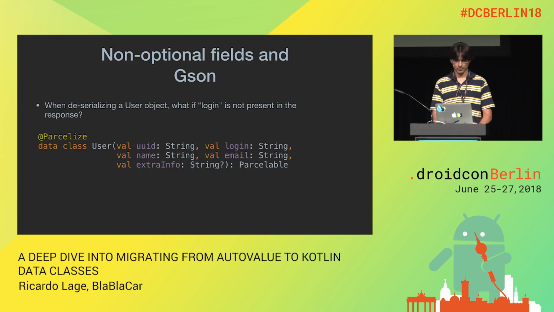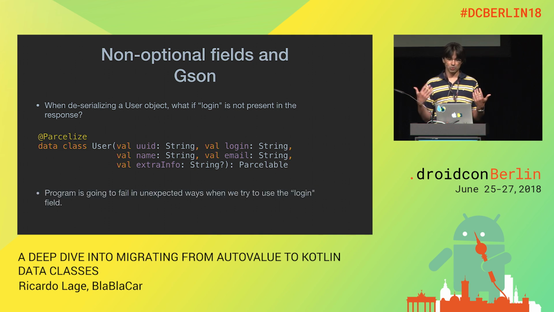Another thing to say here is that we are using Gson, and Gson doesn't have Kotlin support. So if we have this class as it is shown here, and we are trying to parse the content from a Gson response, what happens, for example, if login is not present? Gson doesn't know about non-optional and optional fields in Kotlin. So what it's going to do is assign null to this login field anyway, even though in Kotlin this is not expected behavior.